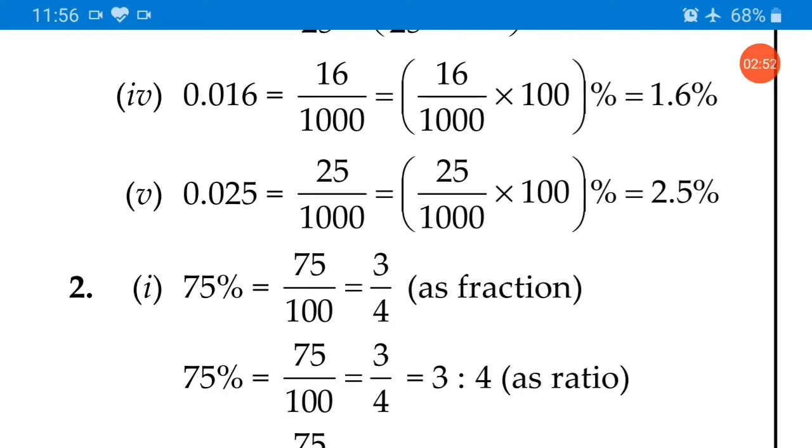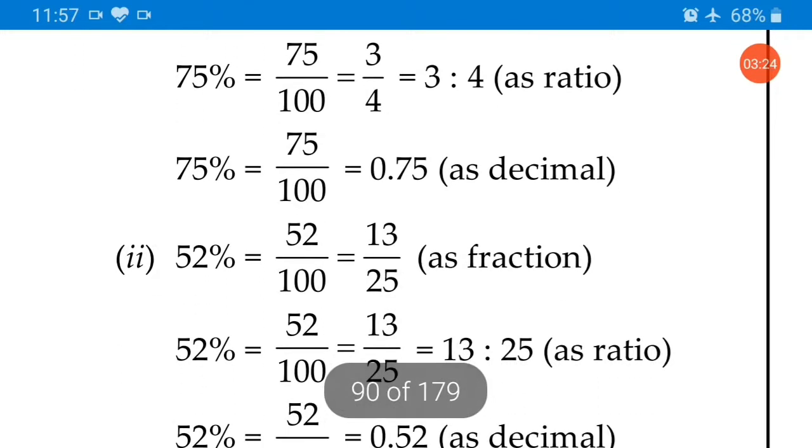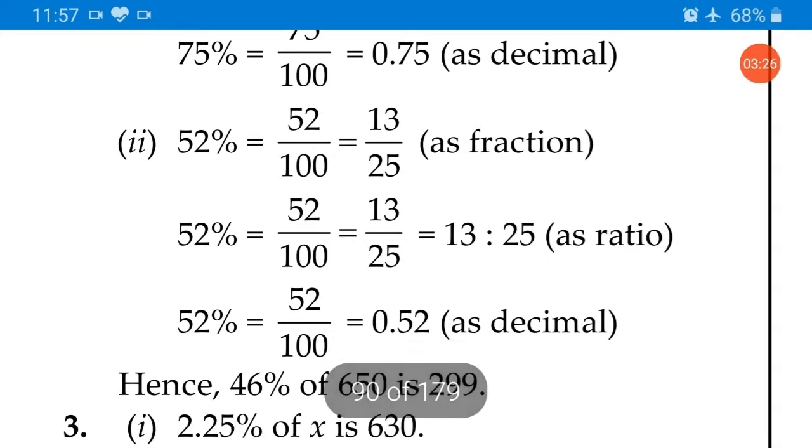So the answer is 3/4 as a fraction. If I want to convert it into ratio, it is 3:4. And in decimal, 75 upon 100 is 0.75. So in three forms we have to convert: first into fraction, second into ratio, third into decimal. So fraction 3/4, ratio 3:4, and decimal 0.75. Like that we do the remaining sums.